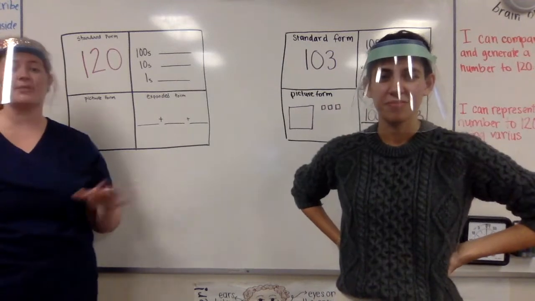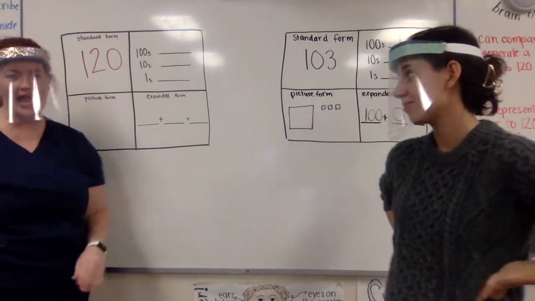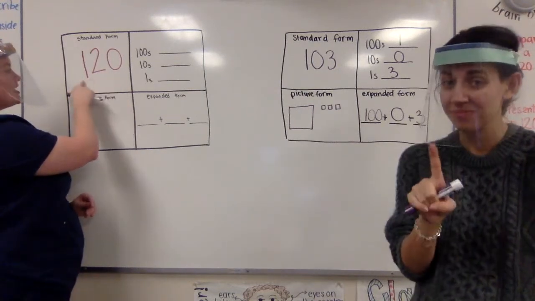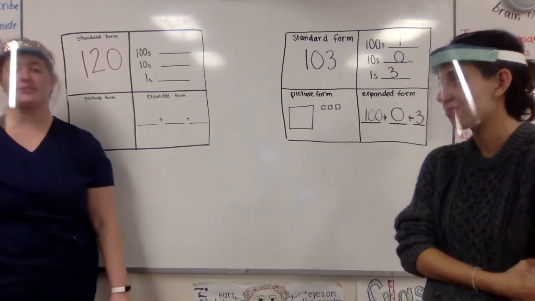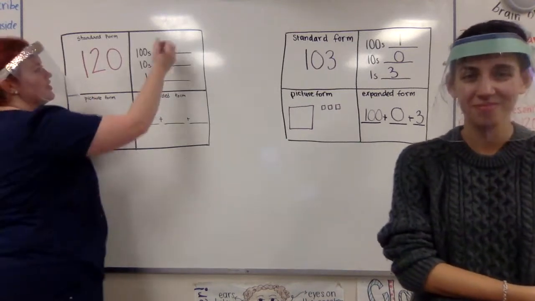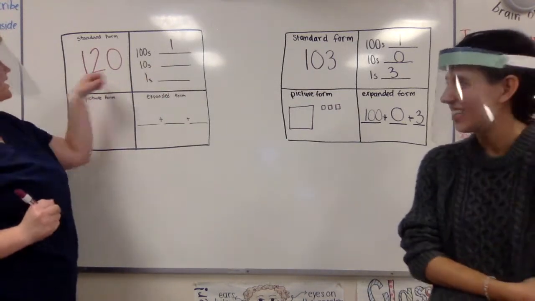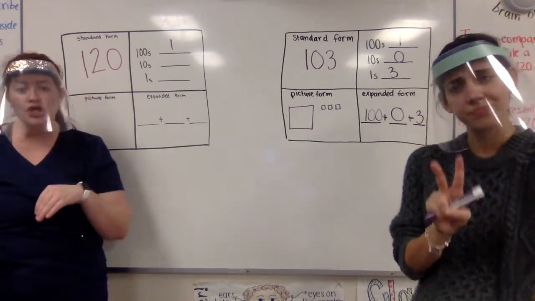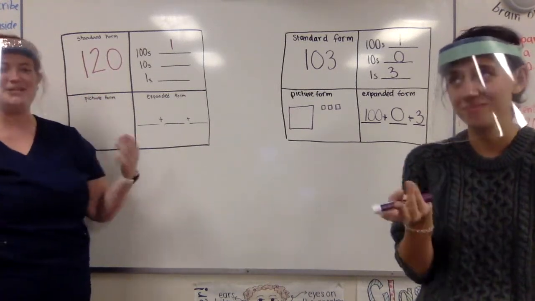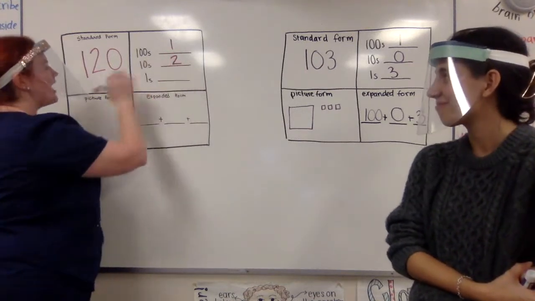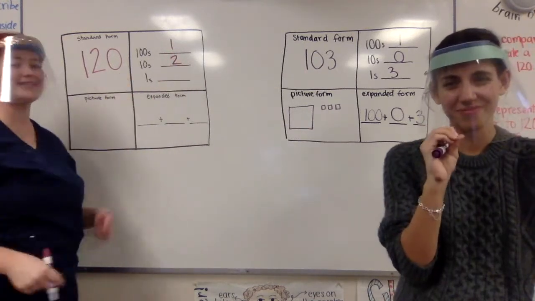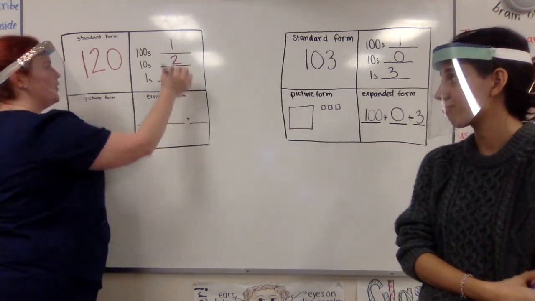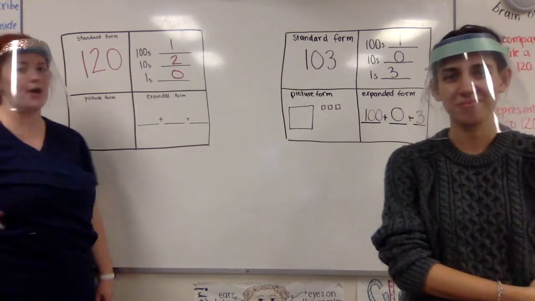Now, I need to determine how many hundreds, tens, and ones I have. I'm going to look at the first number in the first place value. There's a 1, so I know that this is the hundreds place value. And I have a 1, so I have 100. My next place value is in the tens. And I have a 2 in the tens, which means I have 2 tens. And my last place value right here is the ones. I have a 0 there, which means I have 0 ones. 100, 2 tens, 0 ones.